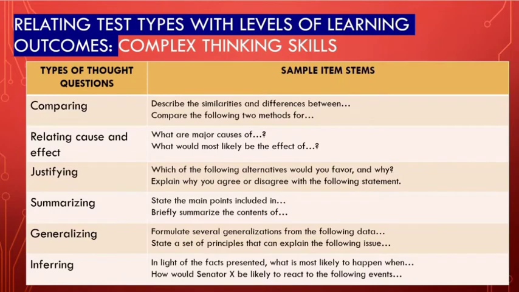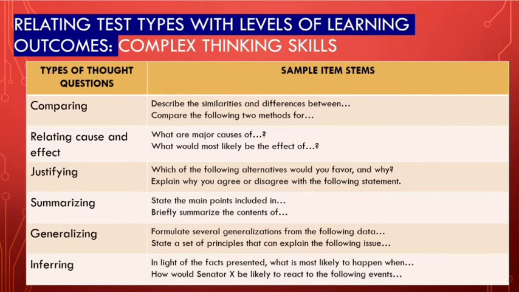These sample stems can be used in constructing test types both for supply and selection type that can elicit complex thinking skills. So these are examples of supply and selection type that can elicit higher order thinking skills. For comparing, you may ask the question, describe the similarities and differences between. That's comparison. Compare the following two methods for relating cause and effect. What are the major causes of? What would most likely be the effect of? For justifying, which of the following alternatives would you favor and why? Explain why you agree or disagree with the following statement.